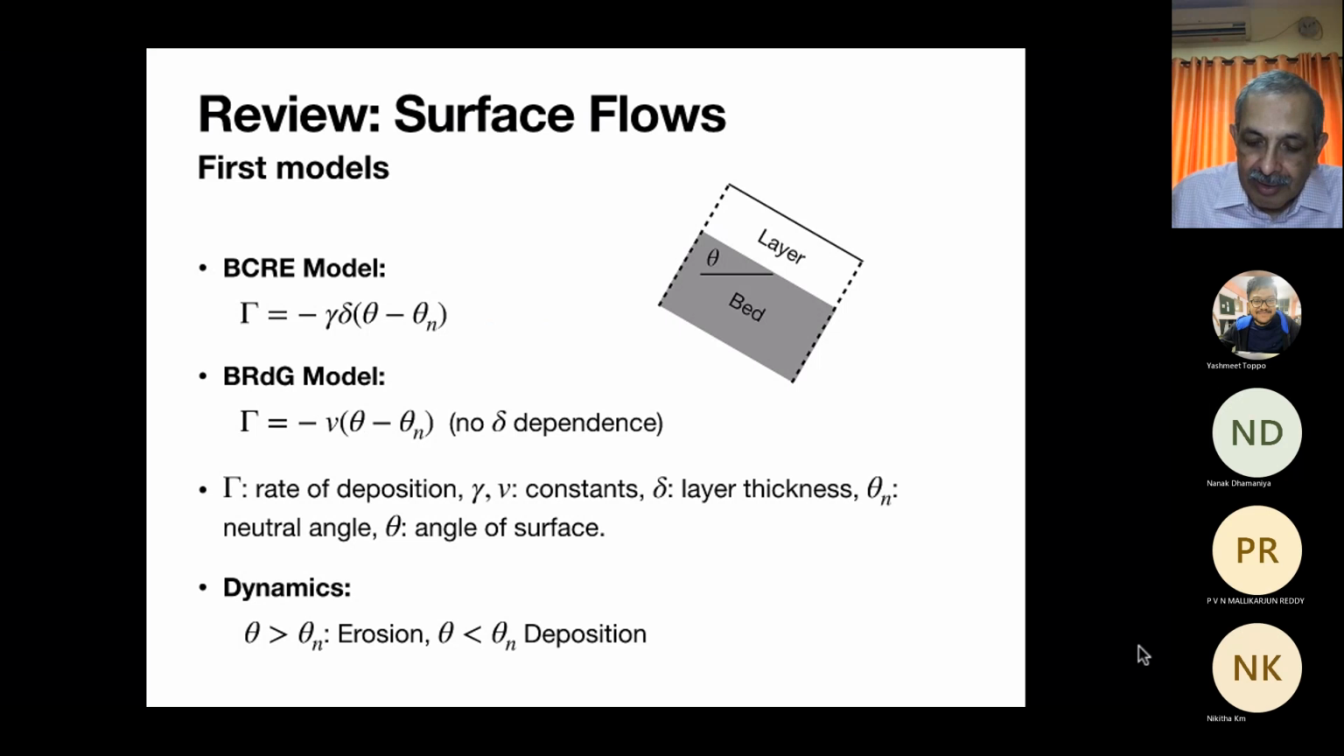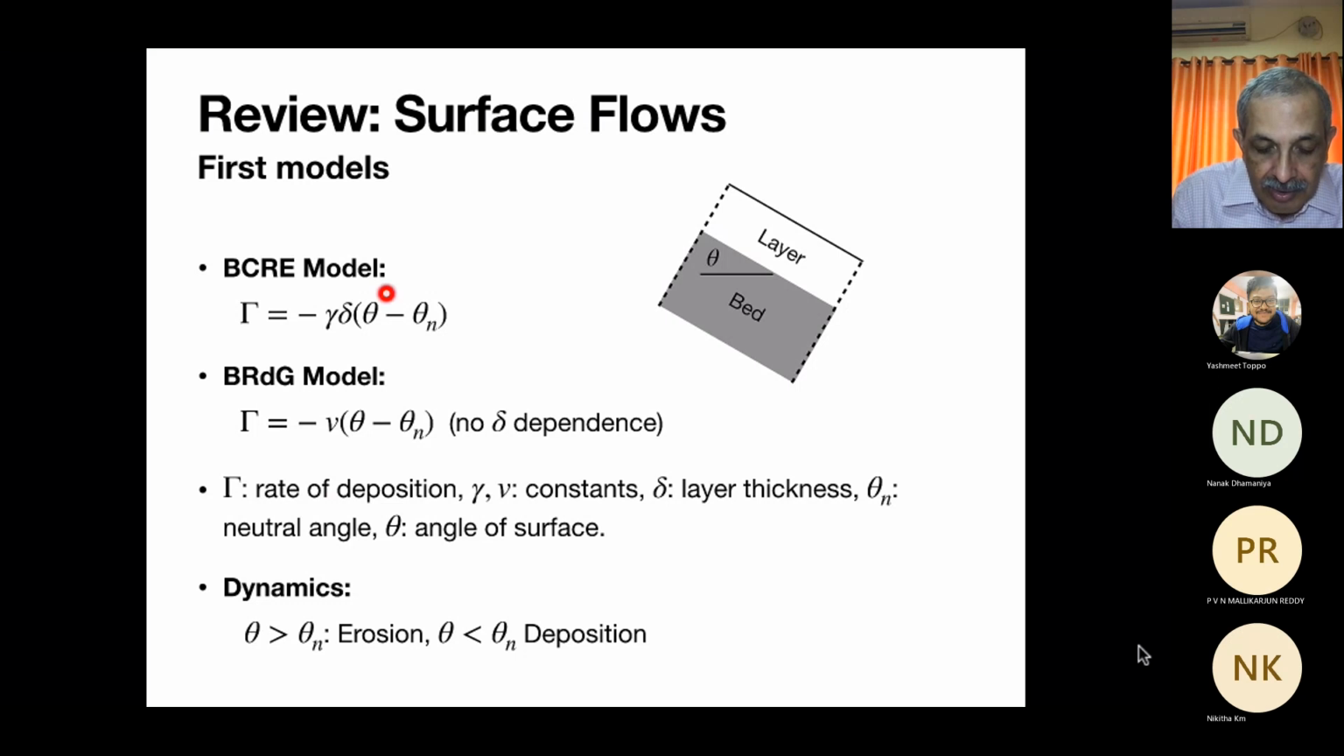What I told you is that, supposing you have the flowing layer and the fixed bed, and let's say the interface makes an angle theta. Then there have been a couple of models which are just phenomenological models. That is, they are not based on some theory, but they're based on physical expectations. Here gamma is the rate at which particles are deposited, and this gamma has the units of velocity. So gamma is this rate of deposition.